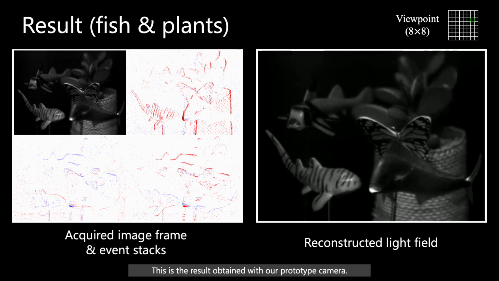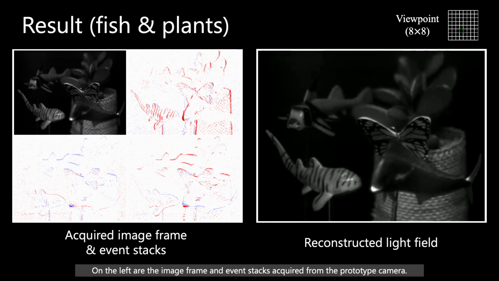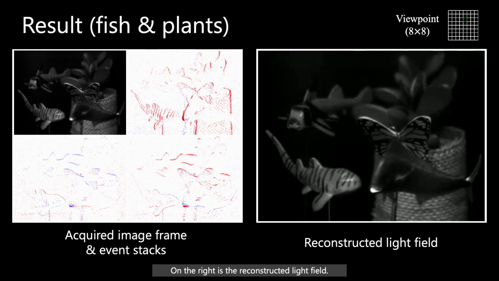This is the result obtained with our prototype camera. On the left are the image frame and event stacks acquired from the prototype camera. On the right is the reconstructed light field. Our method works successfully in a real environment.